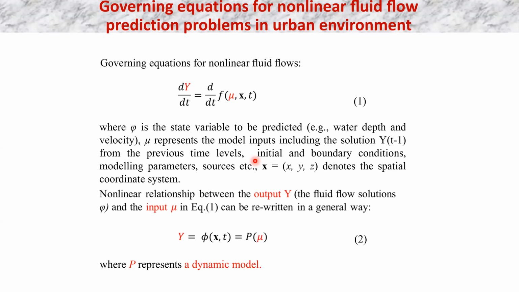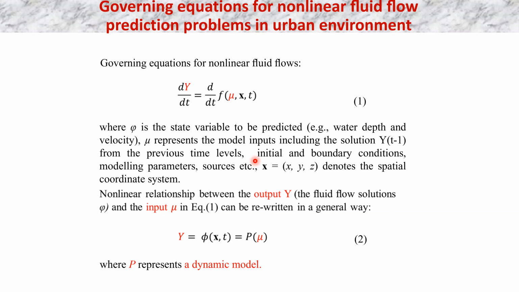What is the principle behind the machine learning model? Let's look at governing equation one. This is a very general equation for the nonlinear fluid dynamic problem. It is a partial differential equation. Mu is the input. The input could be the solution from the last time level, for example temperature. And y is the output. The output could also be the temperature at the next time level, or velocity, whatever. Mu also includes the boundary conditions and initial conditions. X is the spatial coordinate, x, y, z, and t is time.